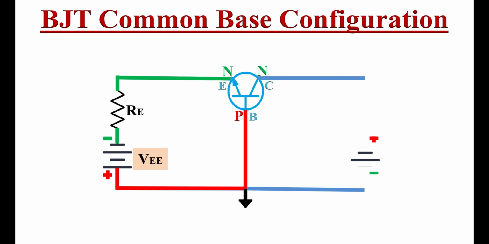Now we will reverse bias the base collector junction via the resistor RC. Here collector is made up of N-type material and base is made up of P-type material. Hence collector is connected to the positive terminal and base is connected to the negative terminal of the voltage source. We will call this reverse bias potential as VCC.